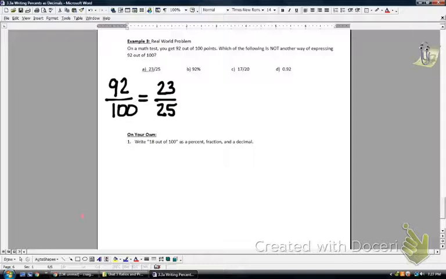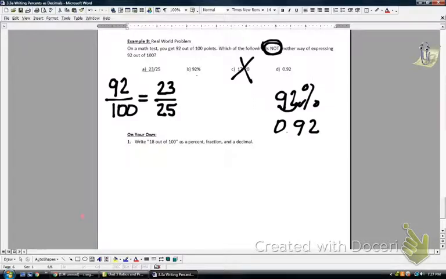So I know that letter A is a way of expressing it, and I want not. 92 out of 100 is 92%, so that one is a way, and I want not. Then 17 out of 20, well, I know that 23 out of 25 is simplified, so I'm guessing that's the one that is not the right answer. And then 92% is the same thing as 0.92. I move my decimal point 2 places to the left, 0.92. So letter C is the one that is not correct. It is not the correct way.